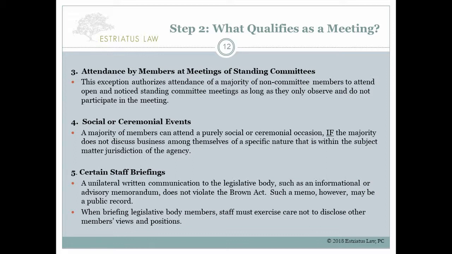The fifth exception is that certain staff briefings of the body are okay, even when sent to a majority of the members, so long as the briefing is solely informational or advisory and sent unilaterally. And here, there needs to be care that no one sends reply all on an email, because then that does create a meeting. It should be noted that any memo sent to the body in that manner could become a public record, subject to the exceptions on that, and that staff, when briefing the body, needs to exercise care not to disclose the other members' views and positions.